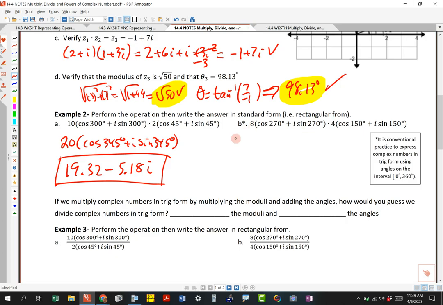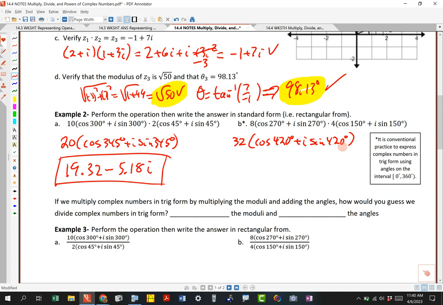We multiply the two of those together, so that's going to be 32. And then it's going to be the cosine of, let's see, 270 plus 150. If I do 270 plus 150, I end up with 420 degrees plus i sine 420.